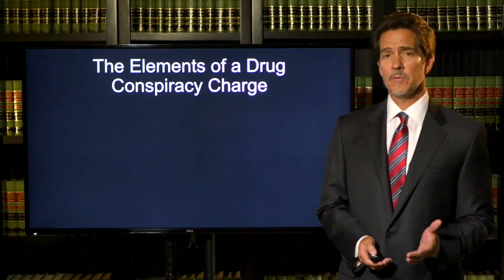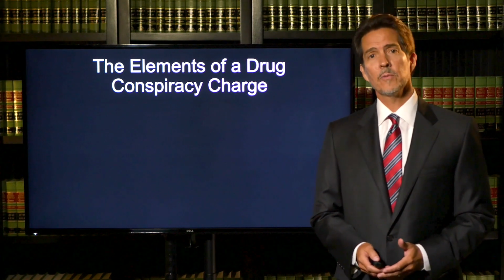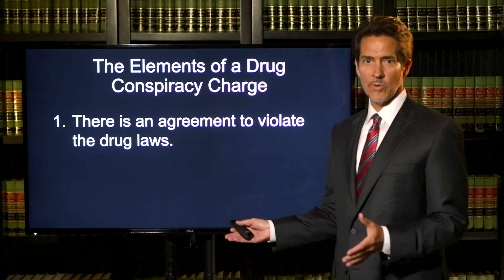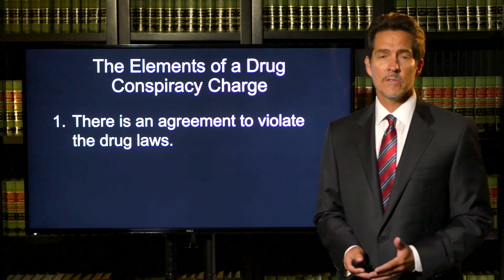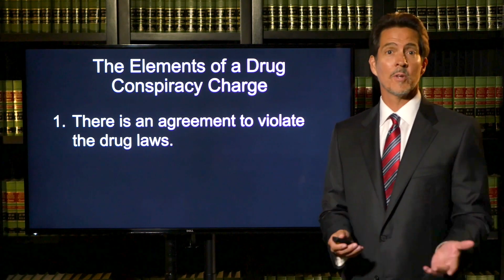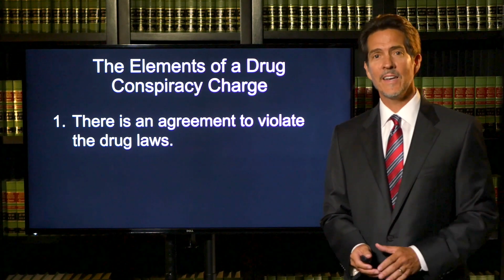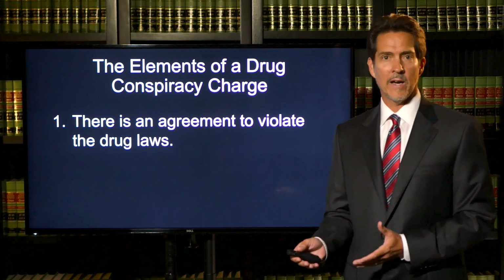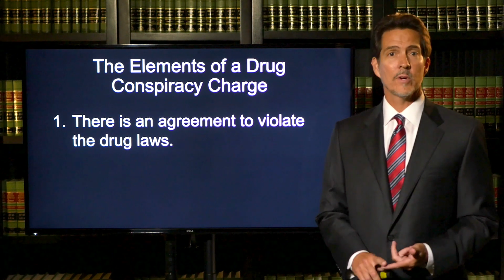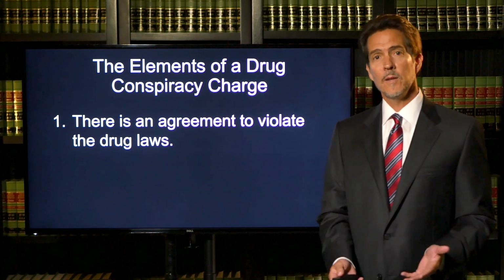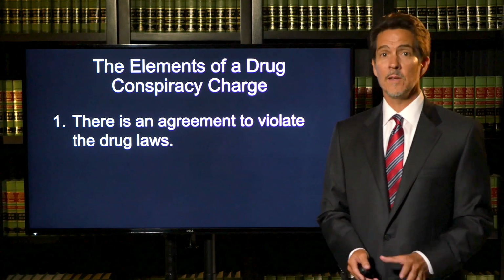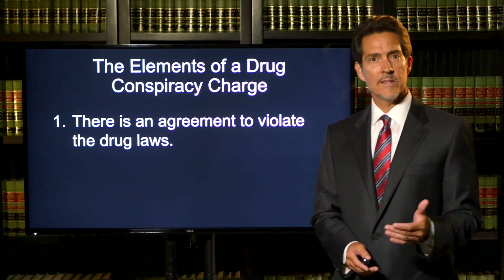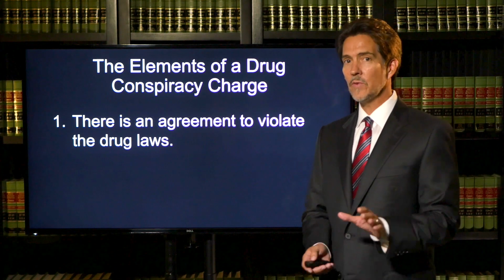In order to convict somebody in federal court of a drug conspiracy charge, the government has to prove two elements. The first element is that there is an agreement to violate the drug laws. And that sounds pretty simple, and it is. The government does not have to show that there's some sort of formal agreement or a contract or anything like that. It's just a general understanding or plan between two or more people to do something that violates the federal drug laws. That can be importing drugs, it can be distributing drugs, it can be possessing drugs with the intent to distribute it. It can be manufacturing drugs. As long as there's an agreement between two or more people to do something that violates the federal drug laws, the government can prove that first element.